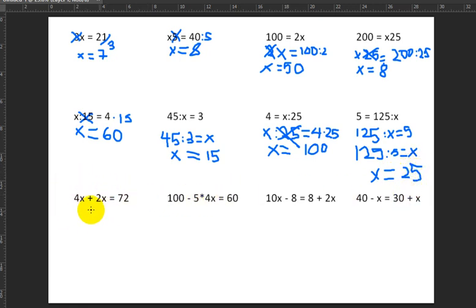Next up, let's do some combinations. Here we have 4x plus 2x, right? Okay, so what we do here is when we're adding multiples of x, we just add the numbers that we are multiplying with x. So 4 and 2 makes 6, so 6x. 4x plus 2x becomes 6x.